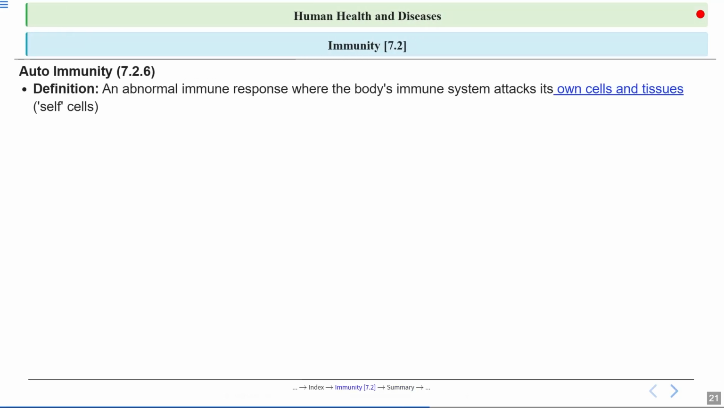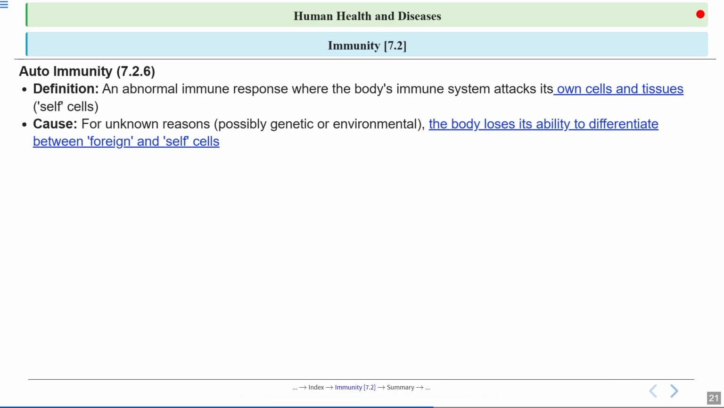Let's talk about autoimmunity now. So, what is the definition? So, autoimmunity means the immune system is targeting its own self cells. So it's when the immune system, which is supposed to protect us from the germs or from the pathogens, mistakenly attacks its own cells and tissues.